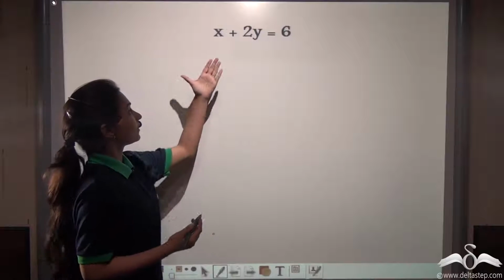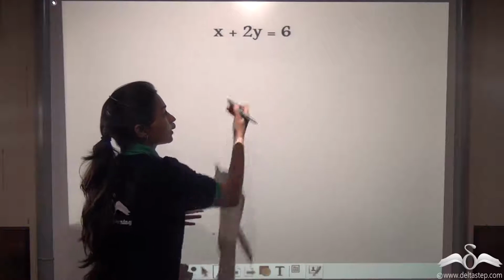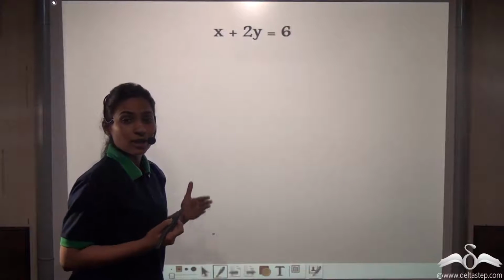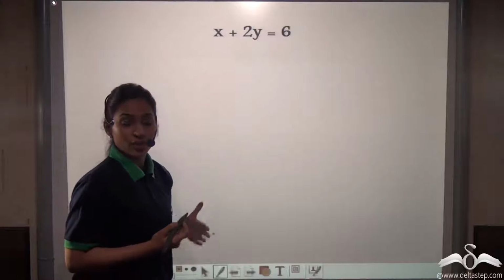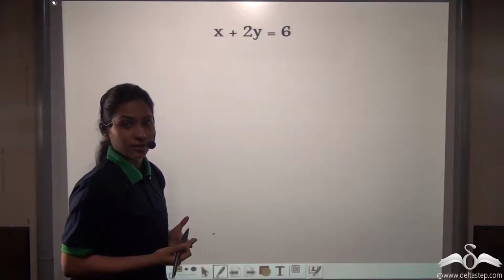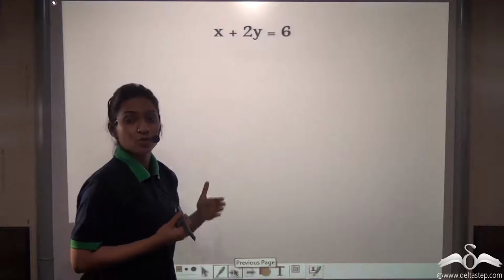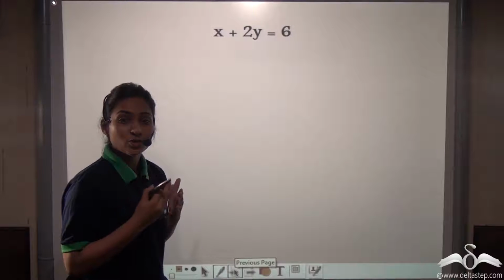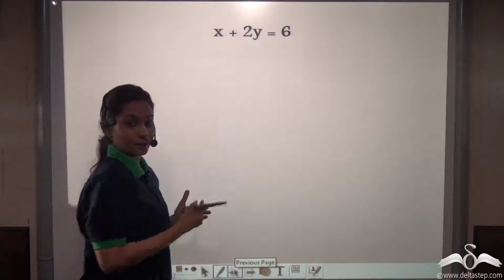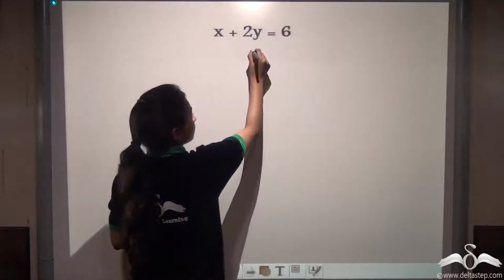You can see that this is an equation: x plus 2y is equal to 6. You know that we can solve these linear equations in two variables algebraically and also graphically. Whenever we have to solve linear equations in two variables graphically, we need to have values both for x and y. So let us make y the subject of this equation.